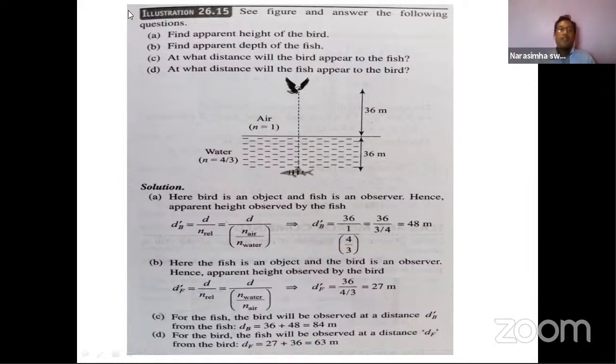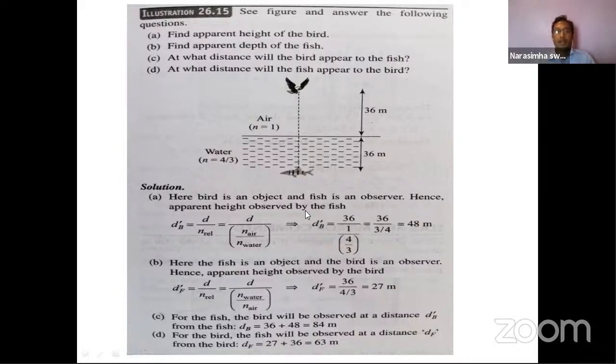Now they're asking to find the apparent height of the bird. In the very beginning we discussed the formula for apparent depth of the fish. For both of them the formula is the same. Here the bird is the object and the fish is the observer. So the fish is observing the bird from the denser medium to the rarer medium.